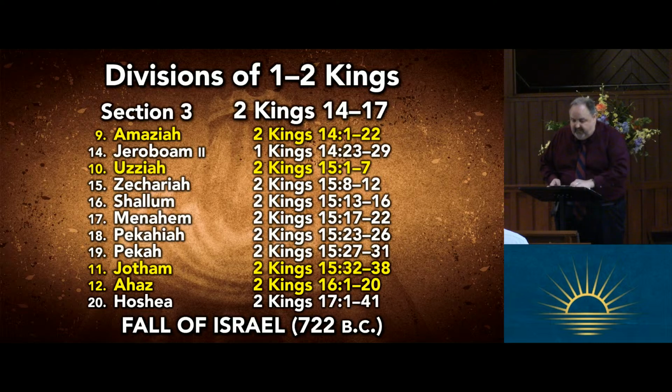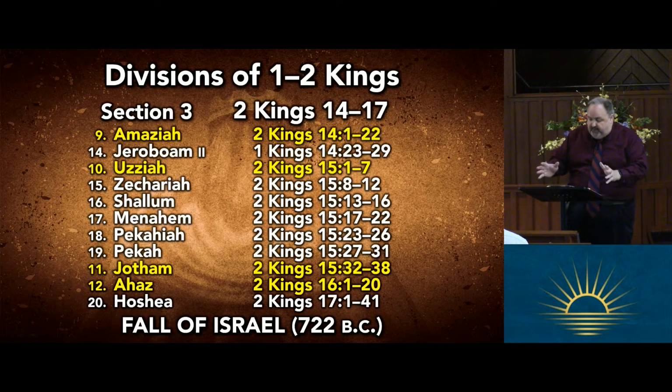What you have is a detailed description of the evil of the northern kingdom. You have God spelling out why he allowed the northern kingdom to be destroyed. That's 2 Kings 17, verse 7. This occurred because the people of Israel had sinned against the Lord their God, who had brought them up out of the land of Egypt from under the hand of Pharaoh, king of Egypt, and had feared other gods.